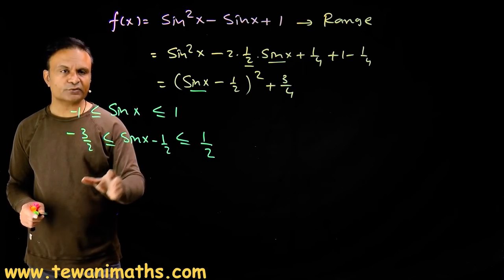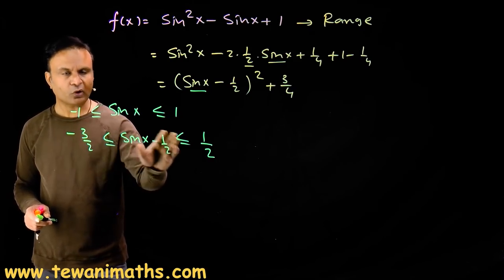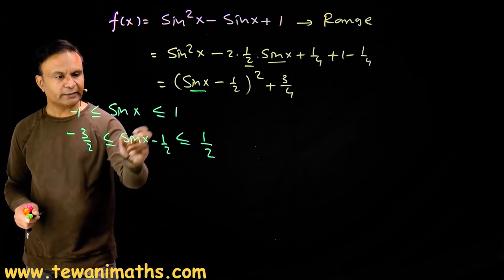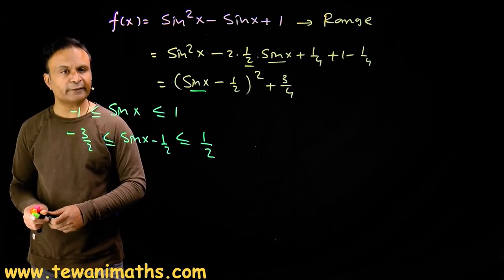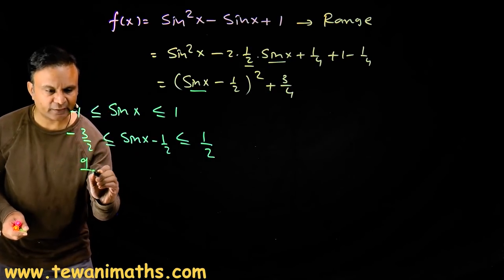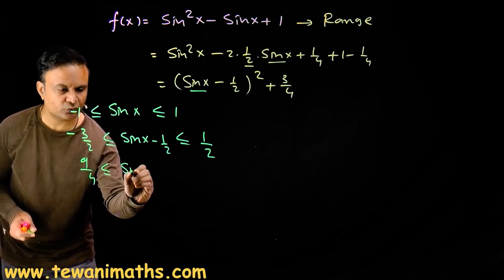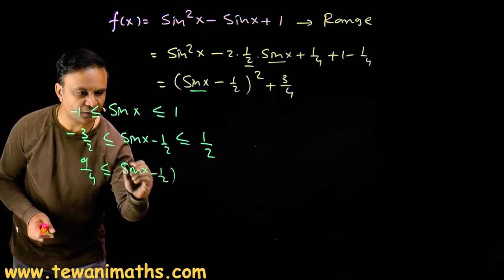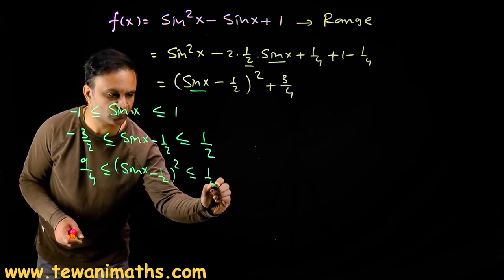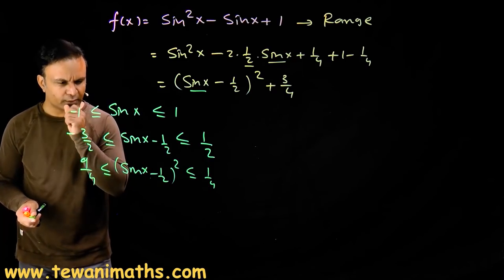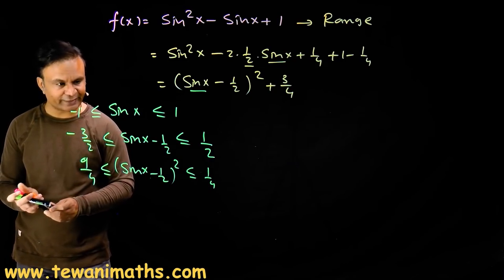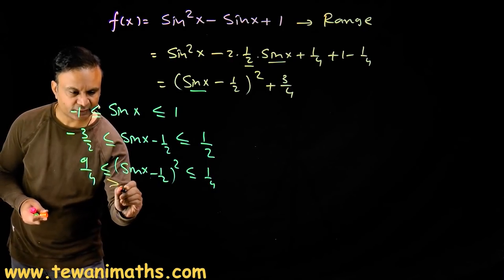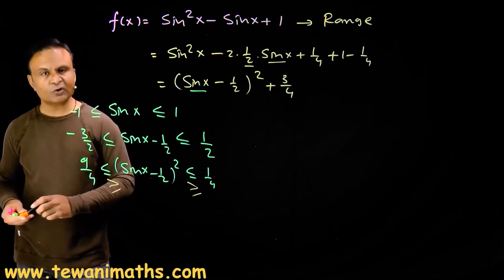Now generally students do it this way. They square all the sides and write 9/4 less than or equal to (sin x minus half) square less than or equal to 1/4. Then they say, oops, that is a mistake, 9/4 is the greater value, so they correct it and write it like this. But this is the wrong approach.